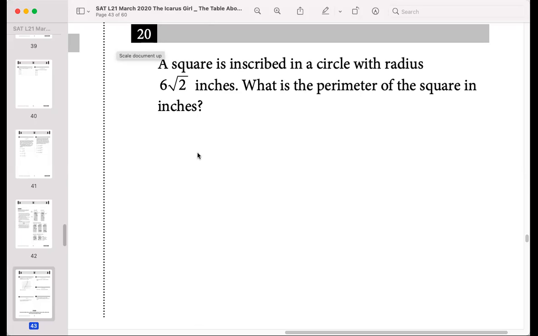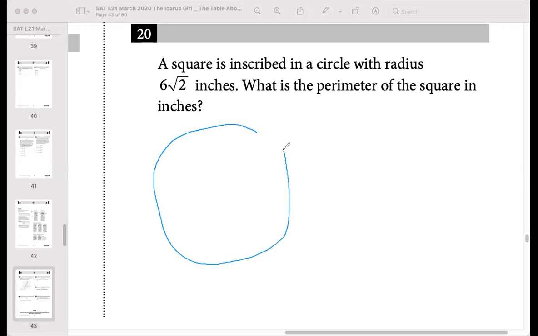Question 20, a square is inscribed in a circle with radius 6 square root 2 inches. What's the perimeter of the square in inches? We always want to give ourselves a drawing to make this more concrete and less abstract.